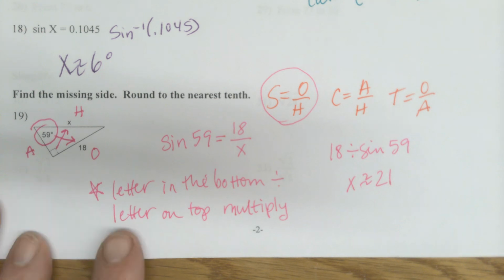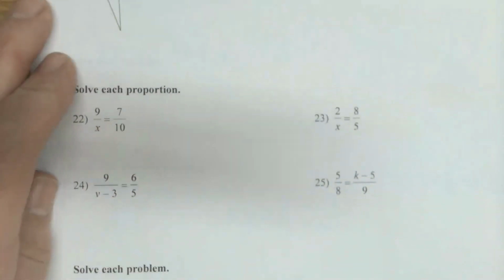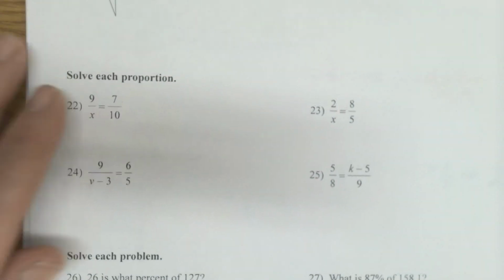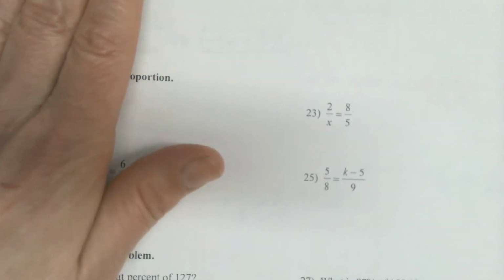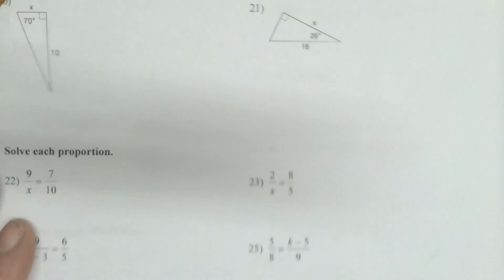This is something that you probably want to jot down. Letter in the bottom, divide. Letter on top, multiply. Make sure that you have that. Again, we're going to do one with the letter on top. And so, number 21.